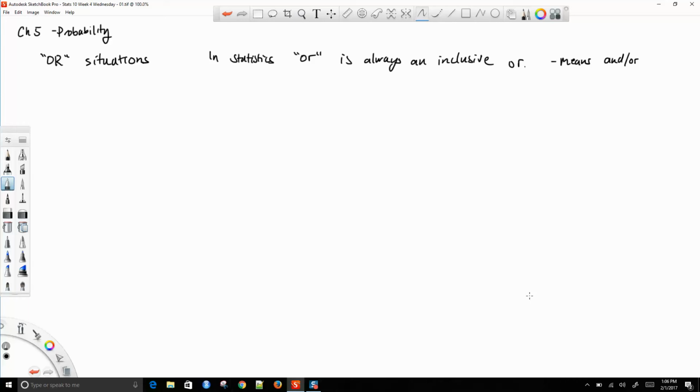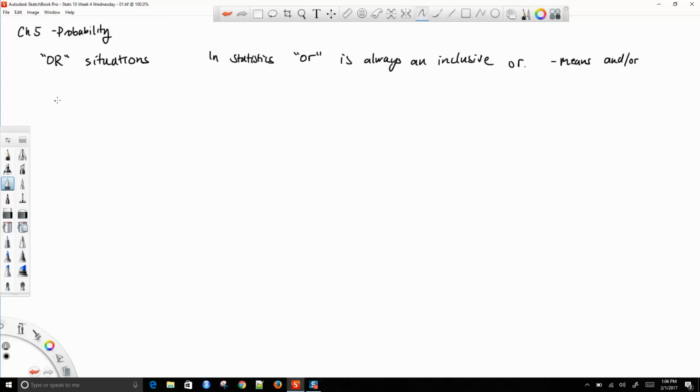And so if we use the inclusive or and someone asked you, do you have a pet or don't have a pet, your answer would be yes, right? Because it's do you have a pet and/or don't have a pet, your answer would be yes, because that includes everybody there.